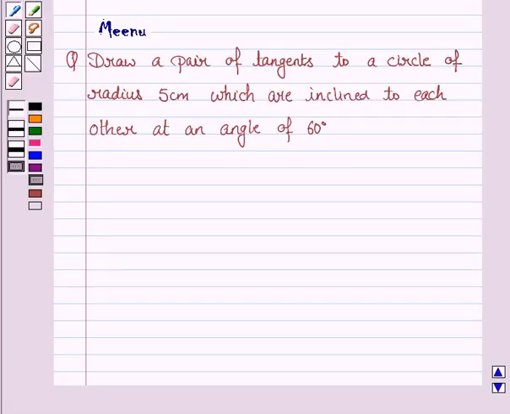Let's work out the following question. It says, draw a pair of tangents to a circle of radius 5 cm which are inclined to each other at an angle of 60 degrees. So let's now move on to the solution.